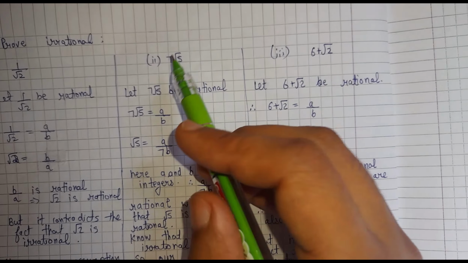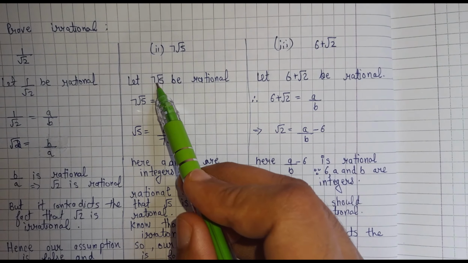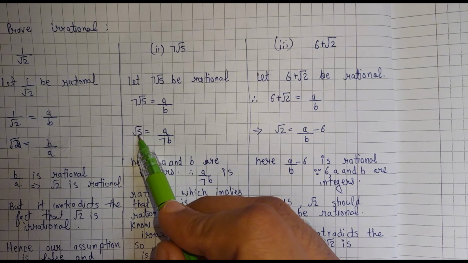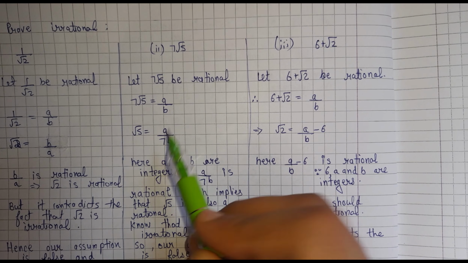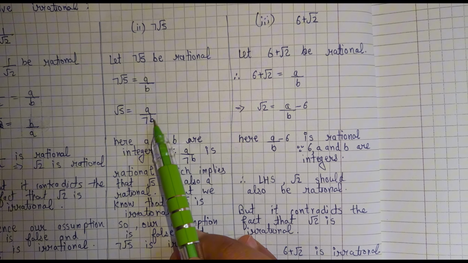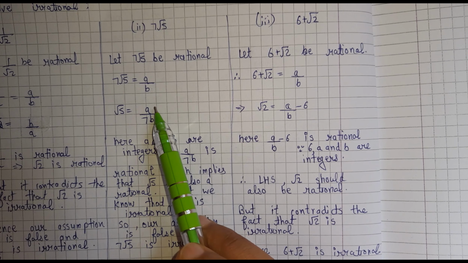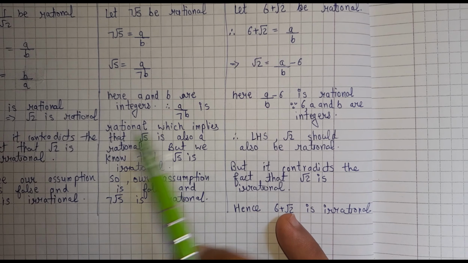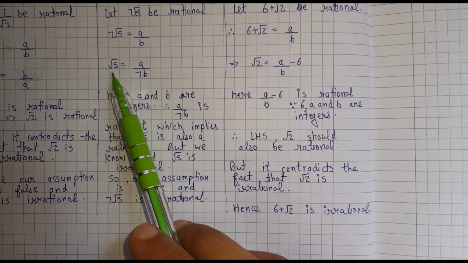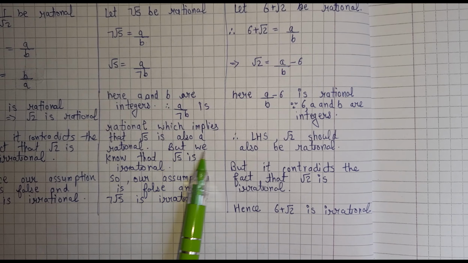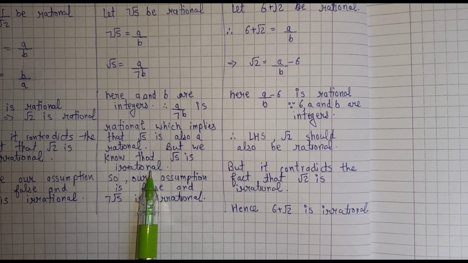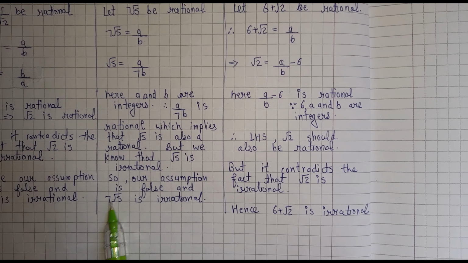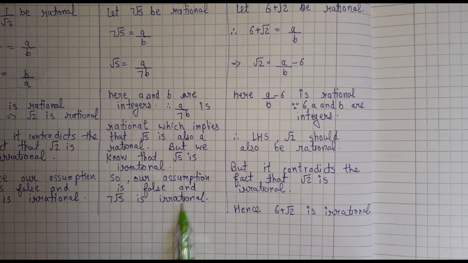Similarly, second part, 7 root 5. Let 7 root 5 be rational, so it should be equal to a upon b. Root 5 is equal to a upon 7b. Here 7, a, b, all these three are integers, so after solving we will get some rational number. Therefore, a upon 7b is rational, which implies that root 5 should also be rational. But we know root 5 is irrational. So our assumption is false and 7 root 5 is irrational.